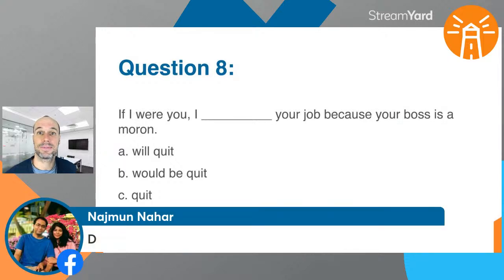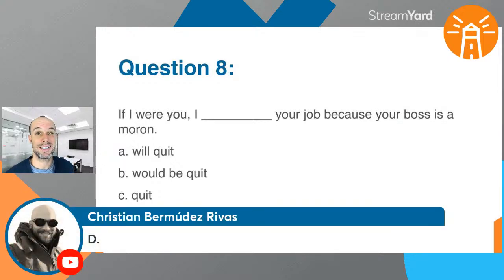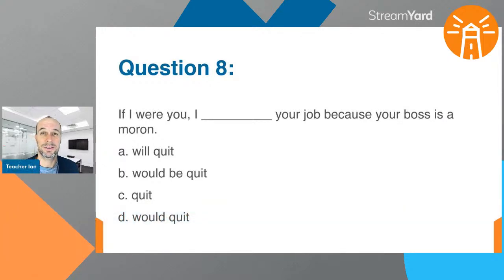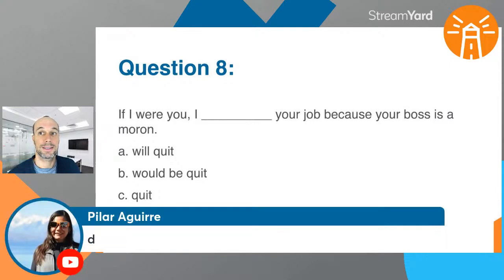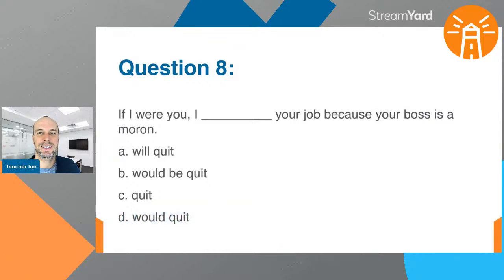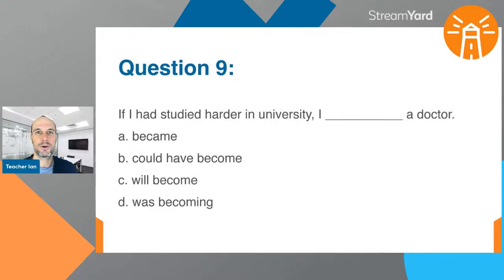All right, and we have some answers. Najman says D, Christian says D. Anybody else wanna give an answer before we move on? Irene says D. Great. Pilar says D. Great. And Christina says D. Yeah, it is D. So if I were you, I would quit your job because your boss is a moron. All right. Perfect. Everybody got D. You guys are awesome. Two more and then we're done this part.